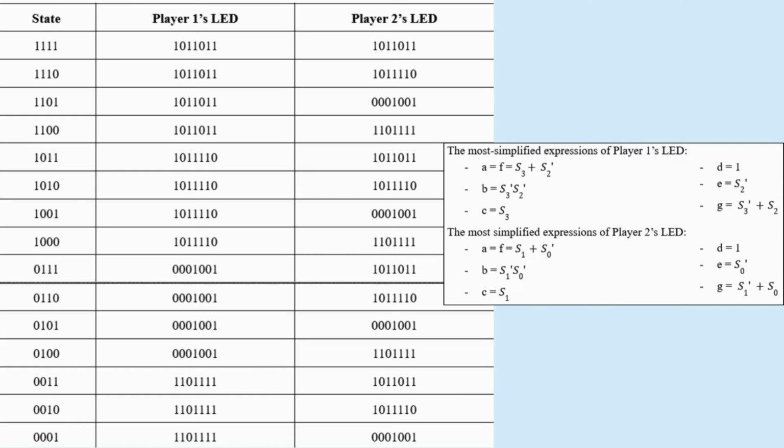The second truth table is the output truth table. The input to this table is the previous or the current state from the state transition truth table, and the output is A, B, C, D, E, F, G, which are the input for the 7-segment LED. We will also derive the most simplified expression for A, B, C, D, E, F, and G for each player.